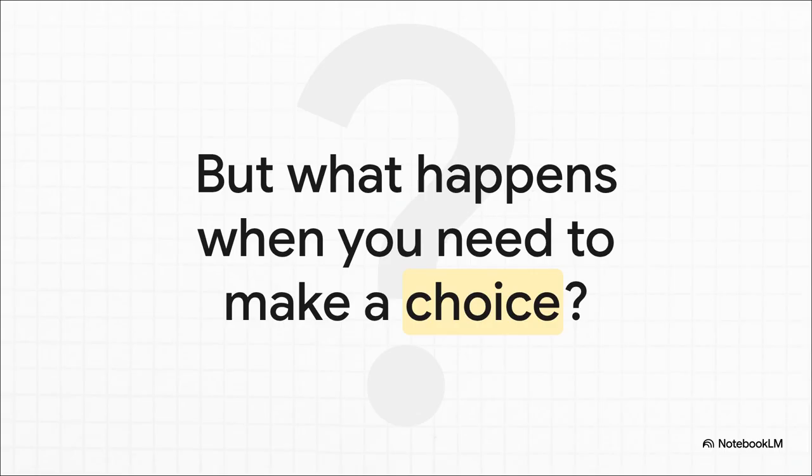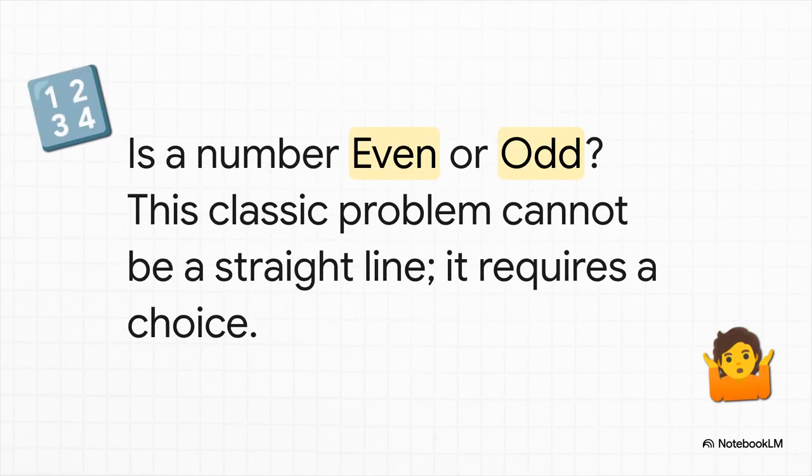Okay, so that was pretty much a straight road, right? No turns, no choices. But what about a fork in the road? What happens when our process has to actually make a decision and do something different depending on the answer? Let's tackle a classic problem that needs exactly that, figuring out if a number is even or odd. This one just can't be a straight line. It absolutely requires a choice.